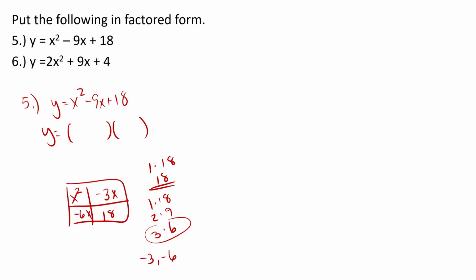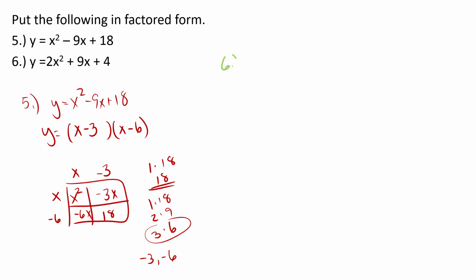GCF between x squared and negative 6x is x. X times x is x squared. X times negative 3 is negative 3x. And then this is the negative 6. So this is x minus 3 and x minus 6.